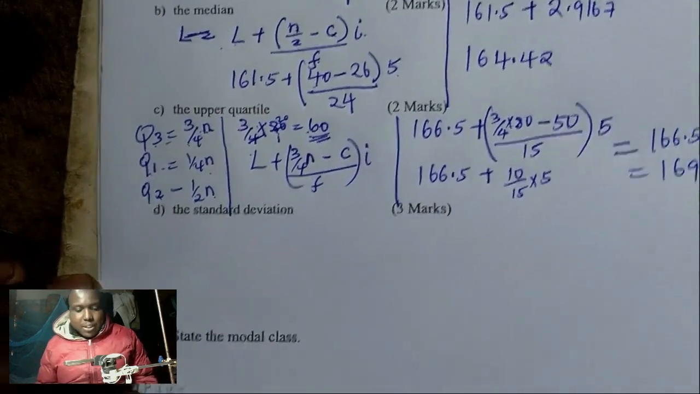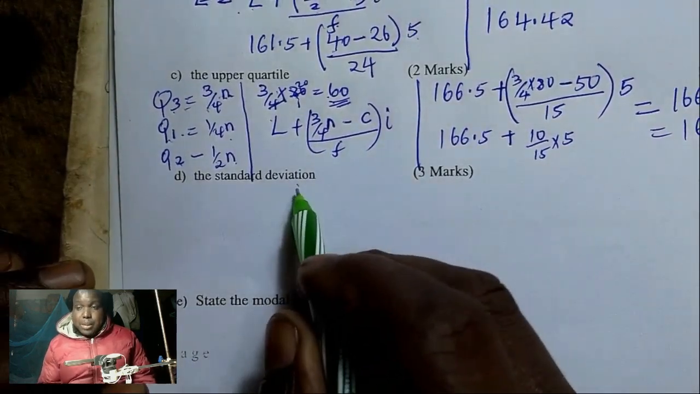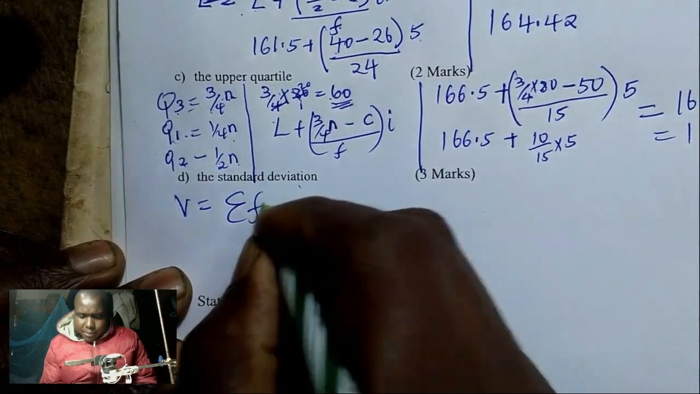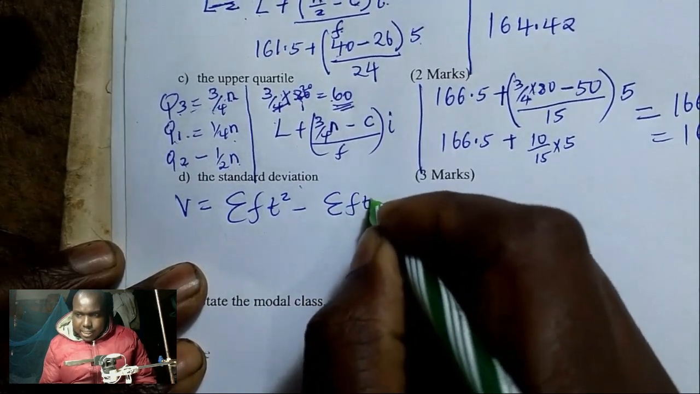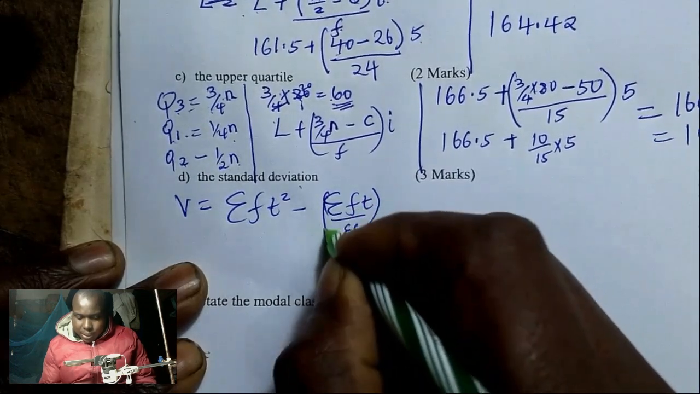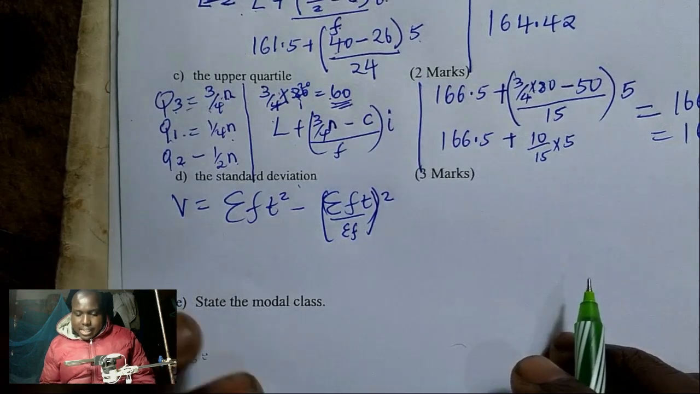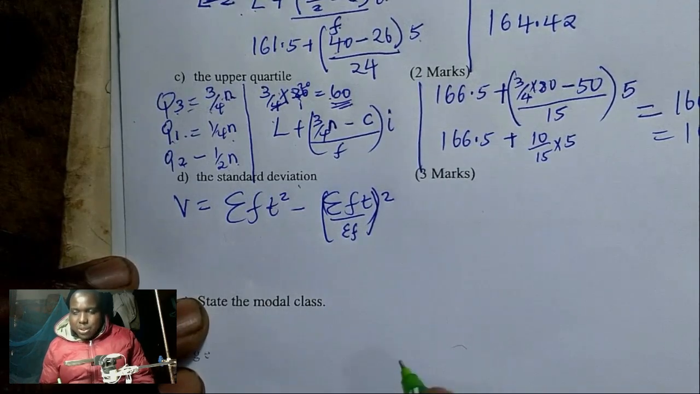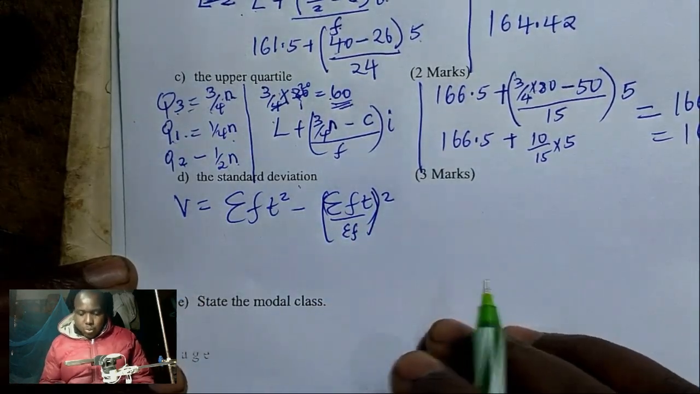How do you calculate the standard deviation? To get the standard deviation, first we must get the variance. The variance is given by summation ft squared over summation f, minus summation ft over summation f, everything squared. That one will give us the variance. But we know the standard deviation is the square root of the variance. So once we have the variance, we can get the standard deviation.